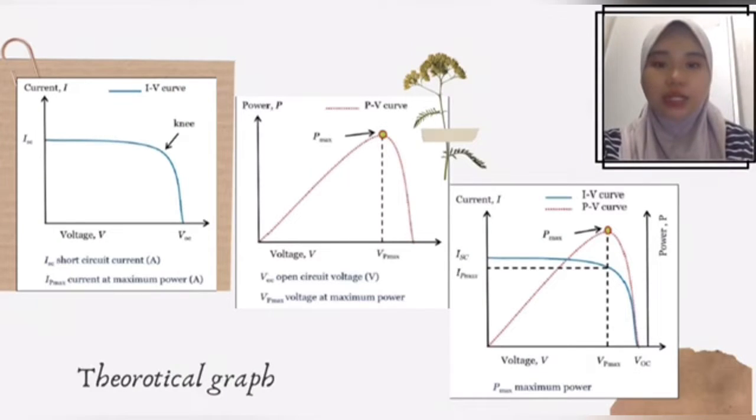As what you see on screen are the three graphs that should be plotted. This is the figure of the theoretical graph. From the left is the IV curve graph, and then the power curve graph. And third is where the IV and PV curves have been plotted together.